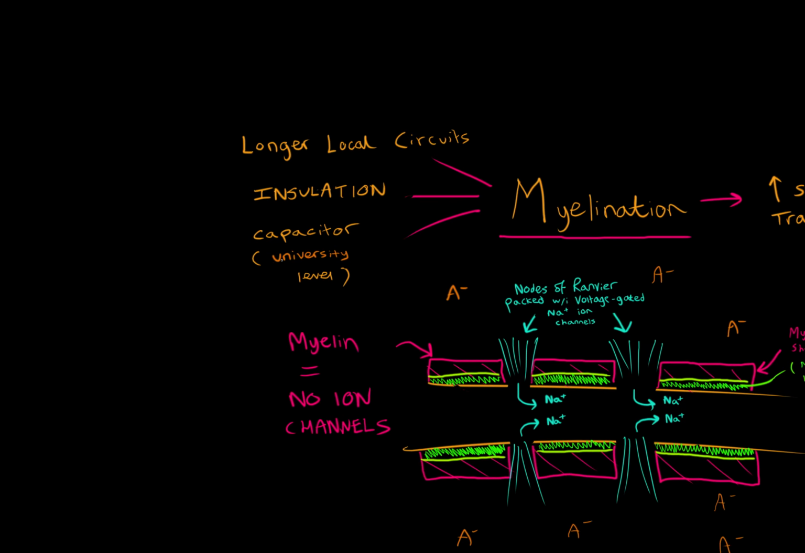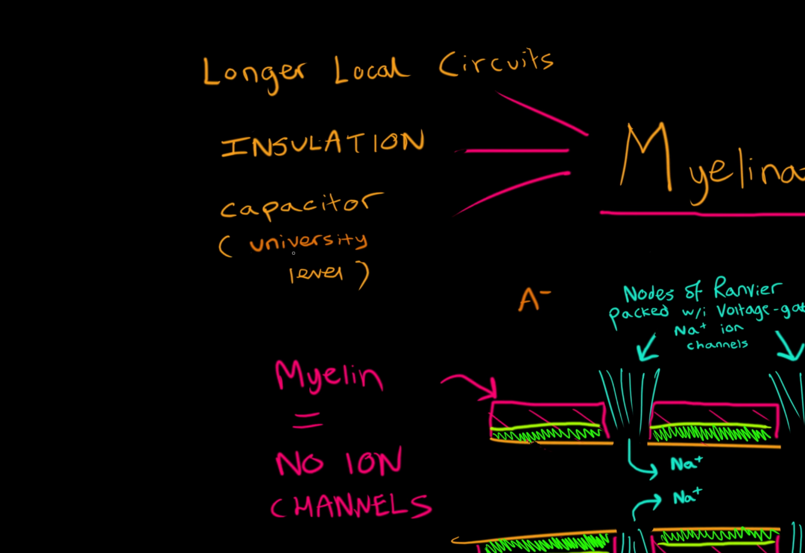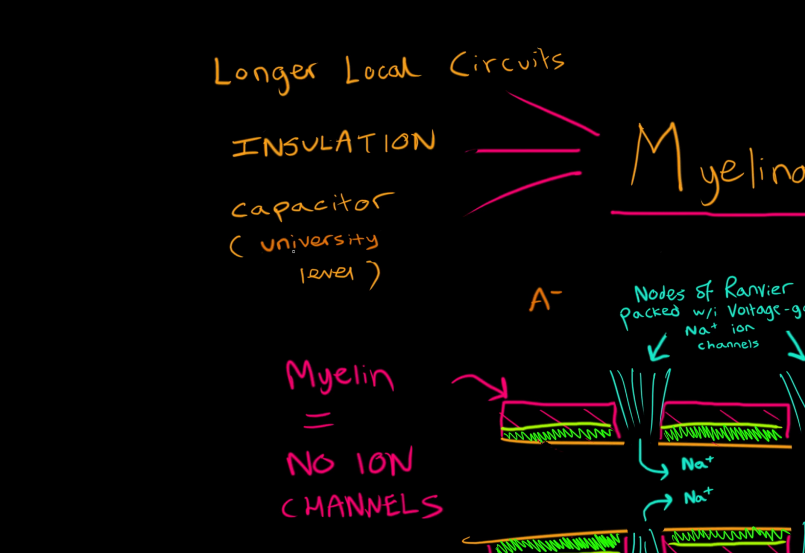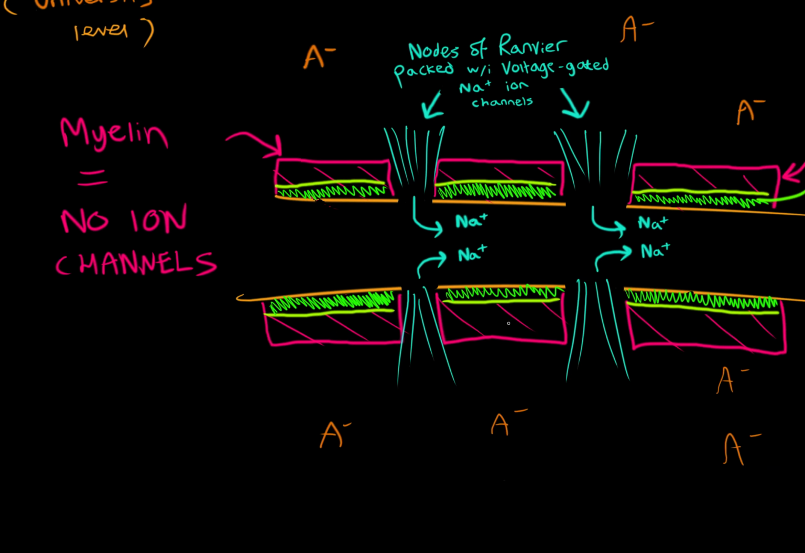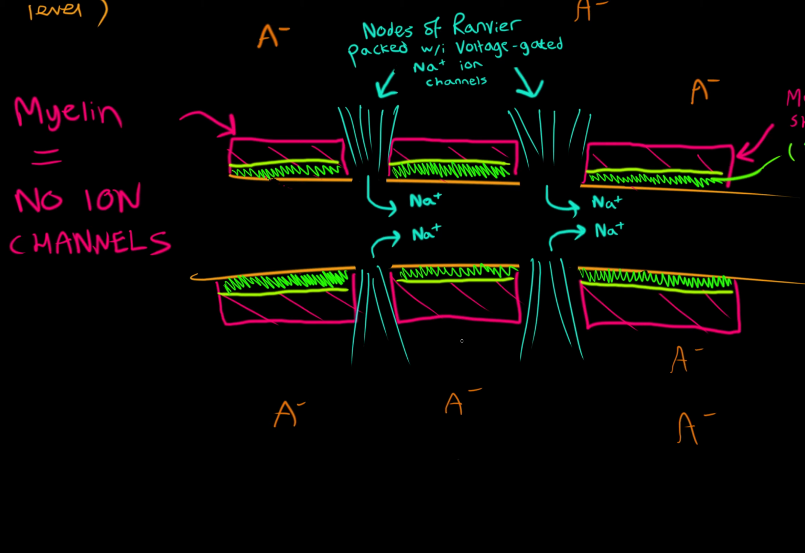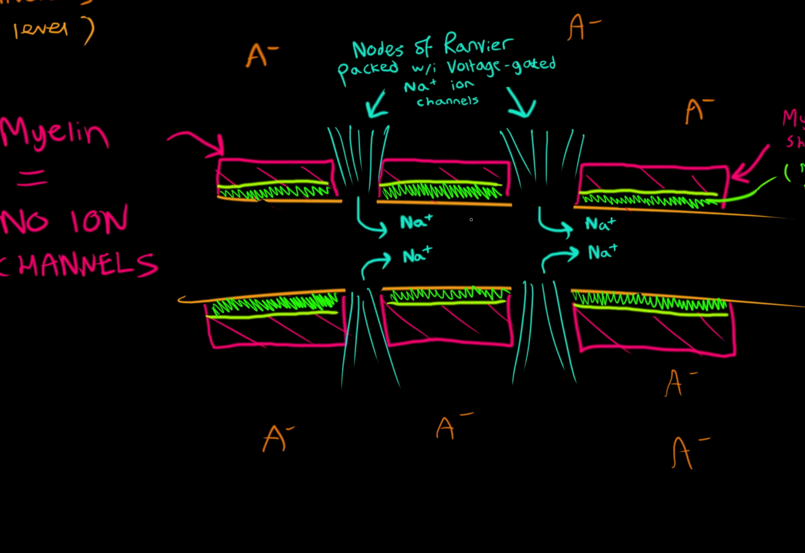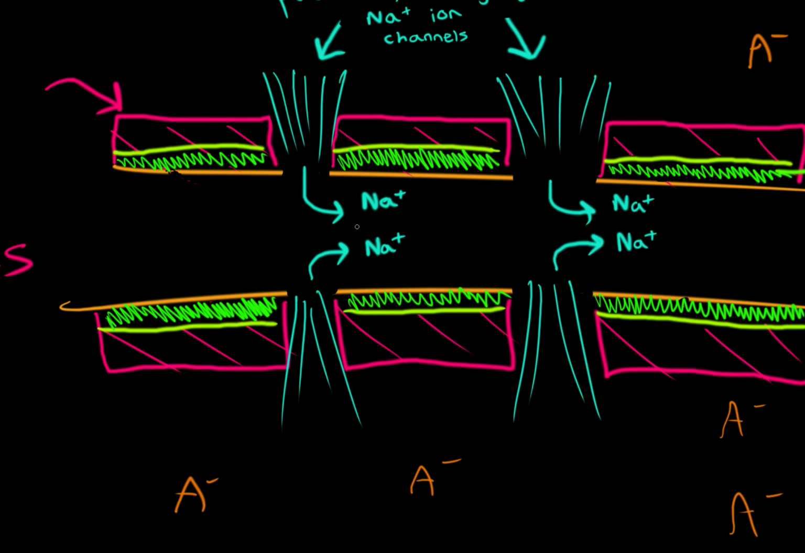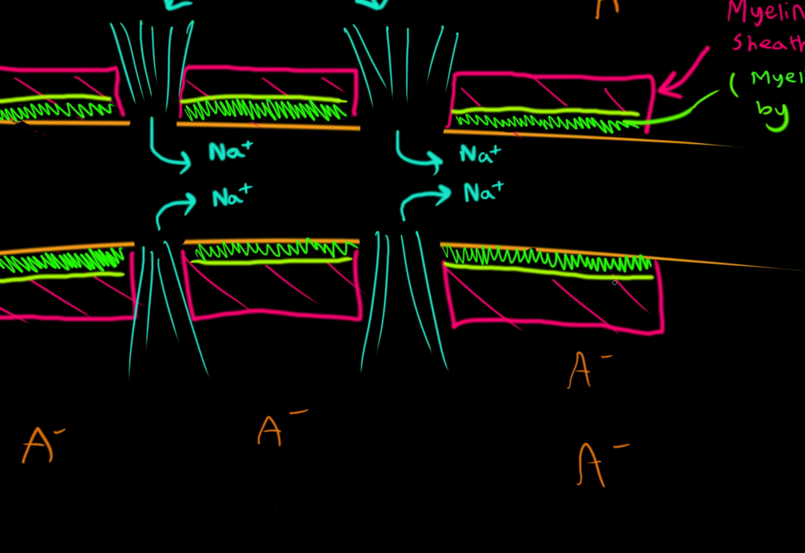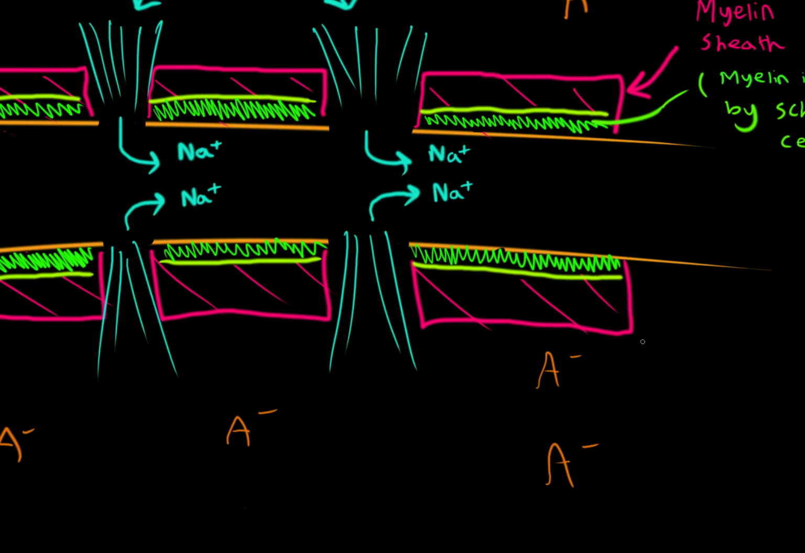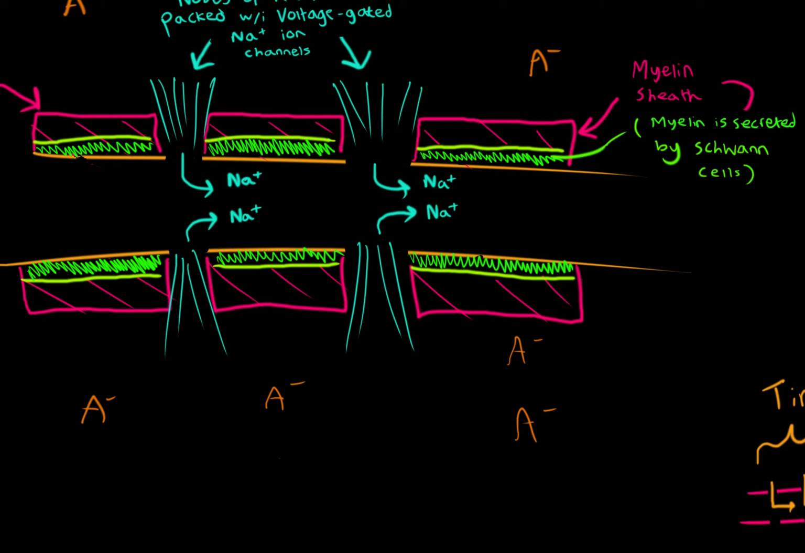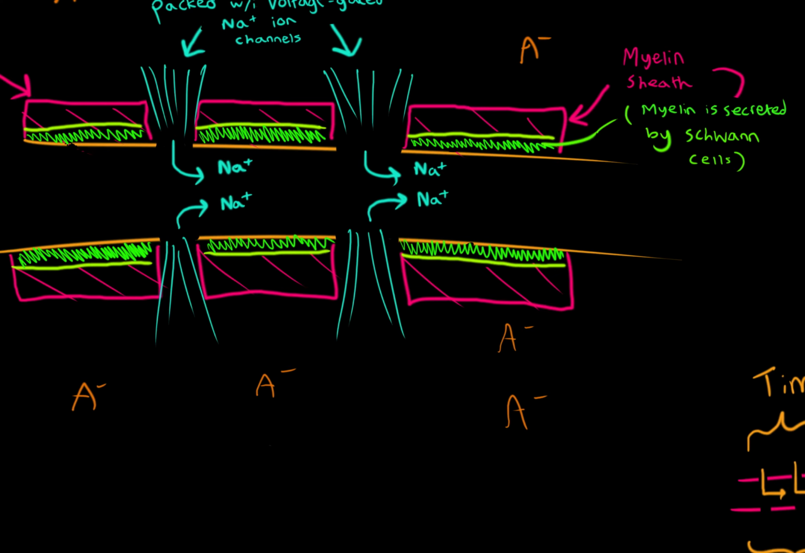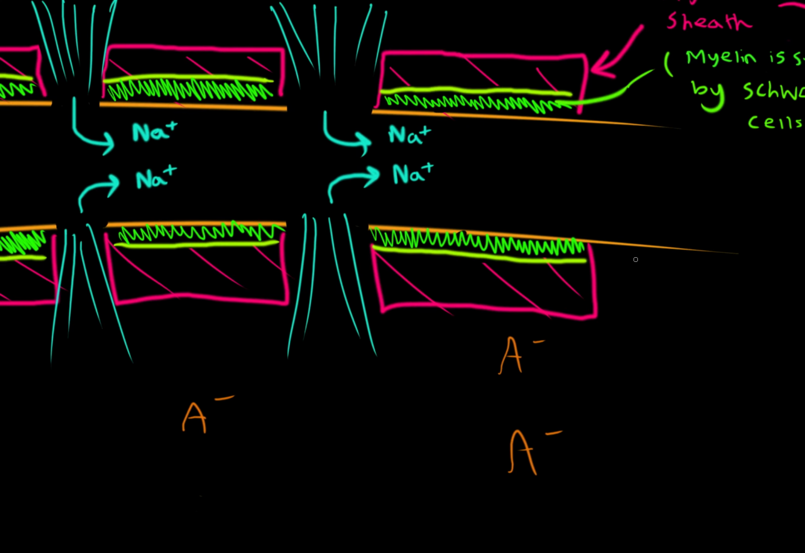And the last point is capacitance, that the fact that myelin acts as a capacitor. You don't need to know what this means in too much detail. It is university level, but I've drawn it anyway just for your understanding. So the Na+ ions are trying to move through the neuron, but there are many negatively charged ions around the outside. Now, notice here that there is no myelin present.